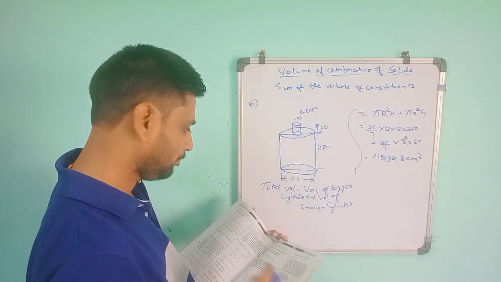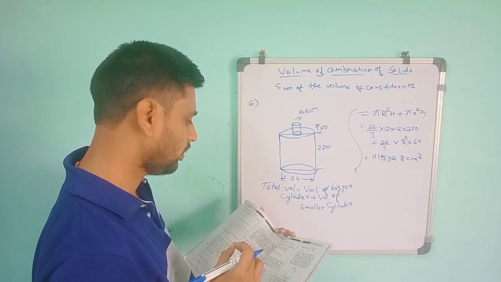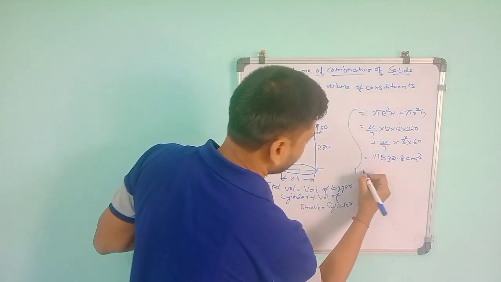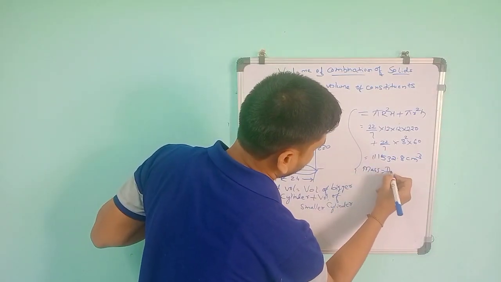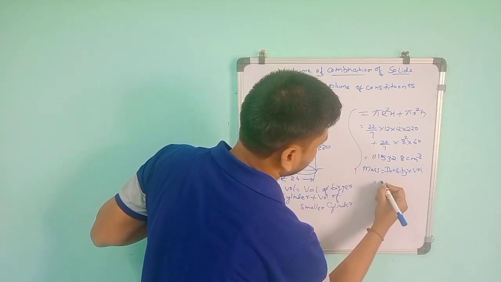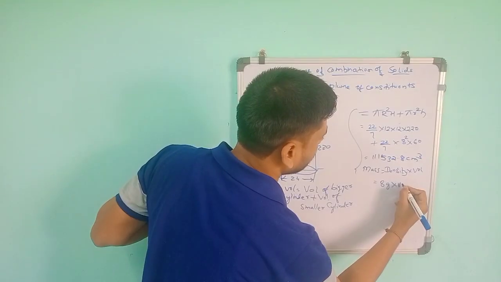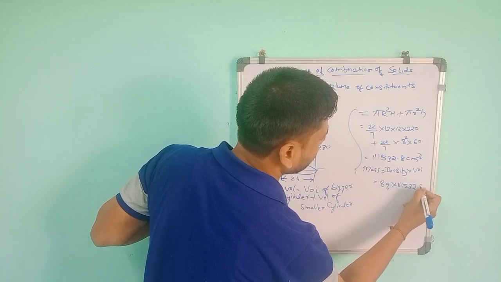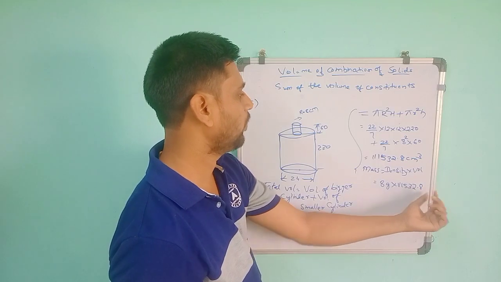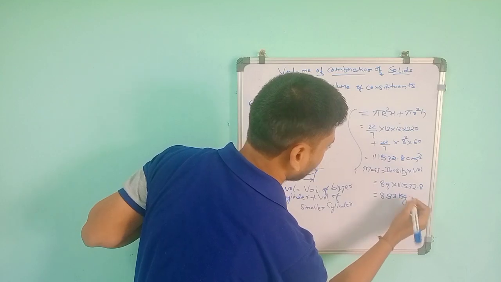They told to find the mass of the pole, given that 1 centimeter cube of iron has 8 gram mass. So mass is equal to density into volume. Density is 8 gram, into the volume 112,532.8. So for 1 centimeter cube it is 8, and the mass will be approximately 893 kg.